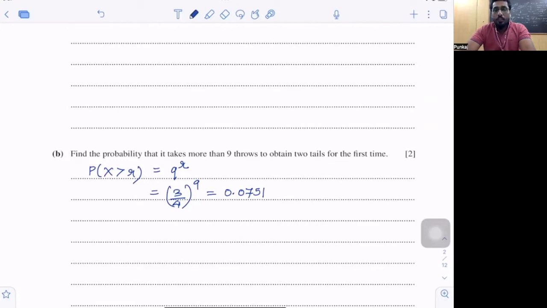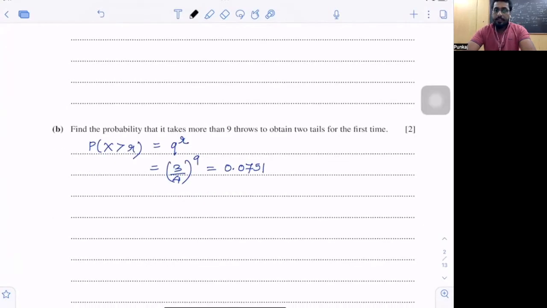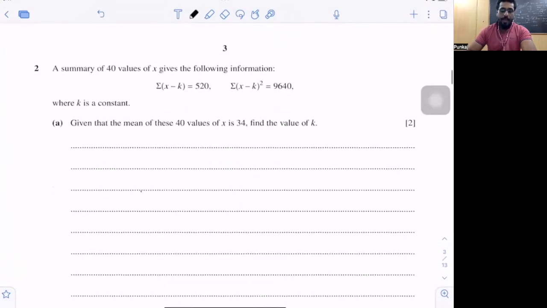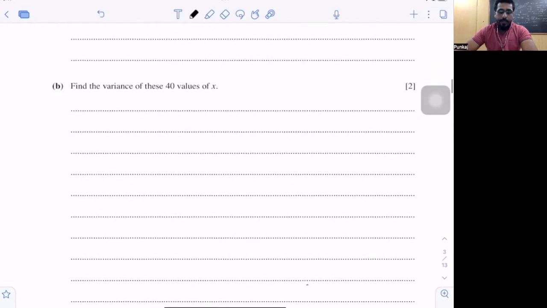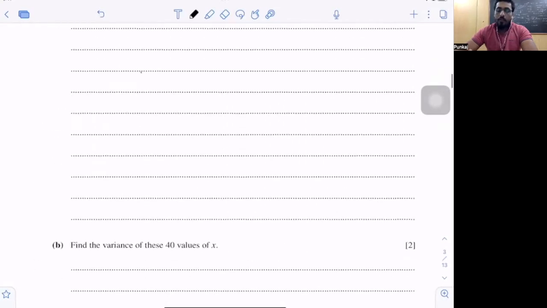Students, now it's time for us to move on to the next question. In the second question, we have a summary of 40 values of x giving the following information. Summation of x minus k is 520. Summation of x minus k the whole square is 9640, where k is a constant. The first part of the question is, given that the mean of these 40 values of x is 34, find the value of k for 2 marks. Second part is find the variance of these 40 values of x, for another 2 marks.